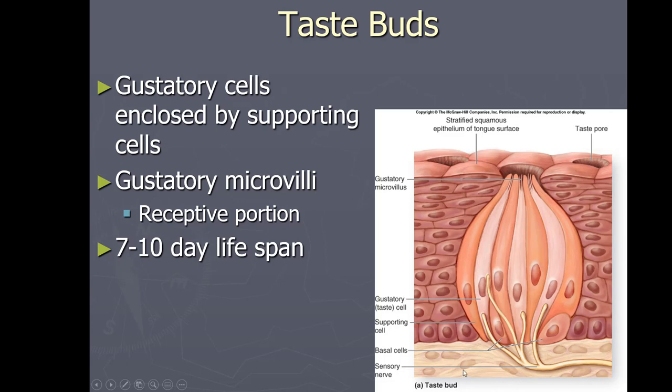So a given taste bud will last about 7 to 10 days, and then they're replaced, which is good. So it allows us to constantly maintain a pretty good sense of taste.